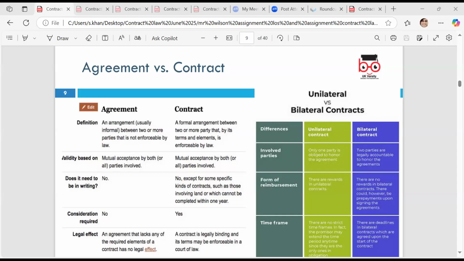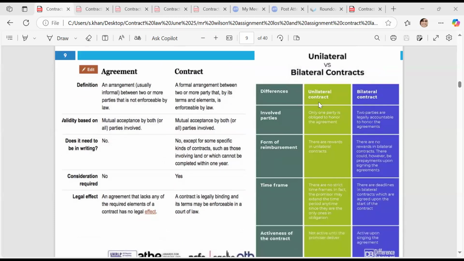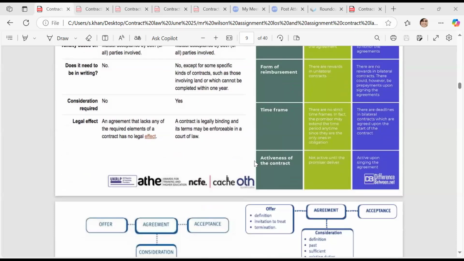For example, a casual agreement between you and me, Lisa, could be that we plan to go out for dinner, and that's an agreement between friends. Whereas an example of a contract could be a lease agreement to purchase a car. That's a contractual agreement that is legally binding and enforceable in a court of law. And that table there looks at unilateral and bilateral contracts as well.